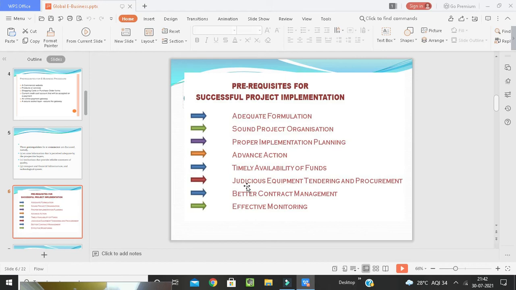Now, what is required for successful project implementation of prerequisites? Adequate formulation, strong project organization, proper implementation planning, advance action, timely availability of funds, judicious equipment tendering and procurement, better contract management, and effective monitoring. All these are the terms for establishing the prerequisites of e-business.